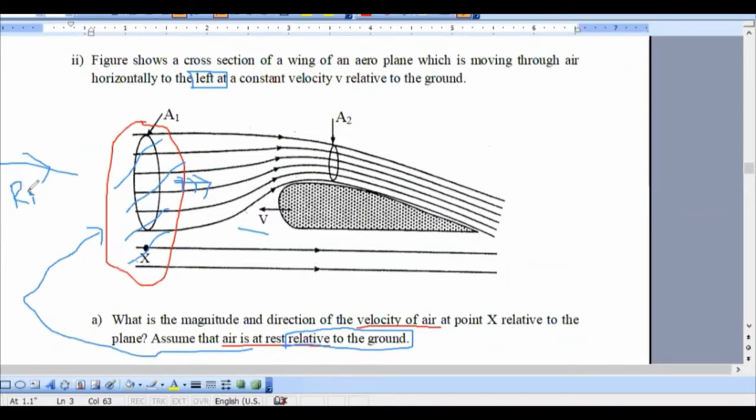With what velocity? What will be the velocity? If the aeroplane is moving with the velocity of v, what will be the velocity of stationary air particles relative to the aeroplane here? V. So if you ask a person inside the aeroplane about the motion of the air particles, he will say air particles are moving towards the aeroplane with a velocity of v meter per second. So it is the same velocity as the aeroplane.